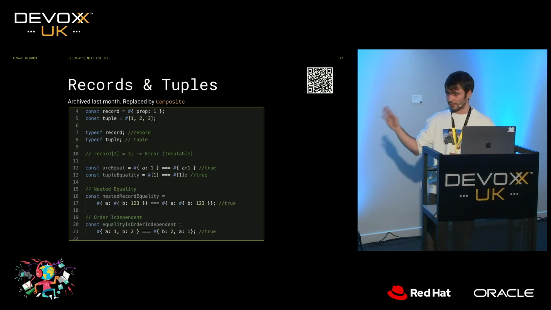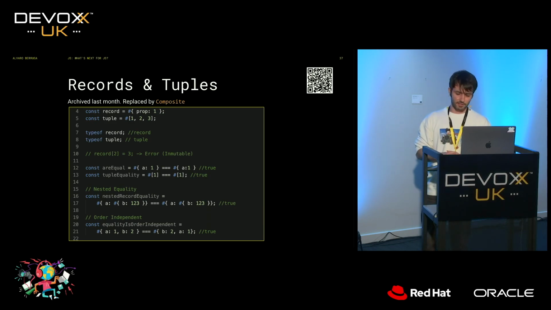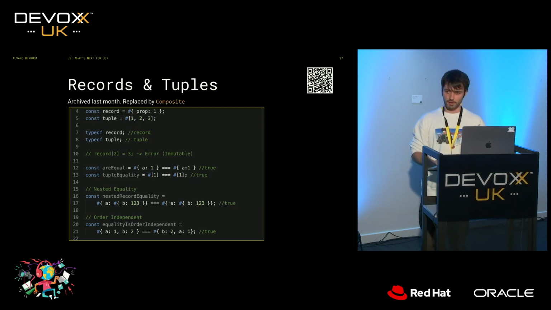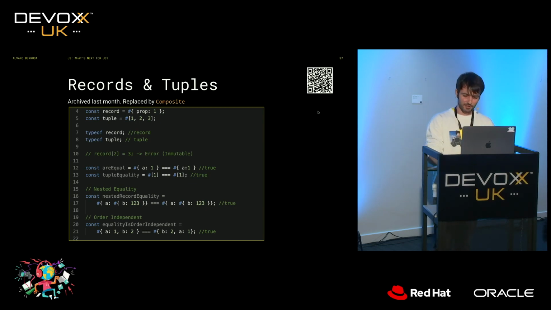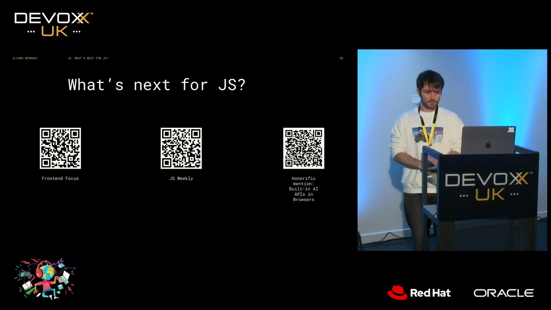Or some of them have even been cancelled, like records and tuples, an immutable version of objects and lists. This one was archived last month and has been replaced with something called Composite. As I said, with all the QR codes, you can keep an eye on them and get more into details, but as they are benched, there is not a lot to talk about them now. So what's next for JS?